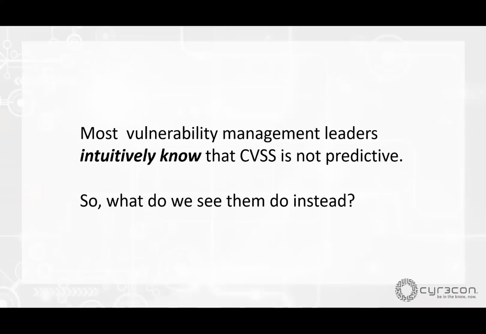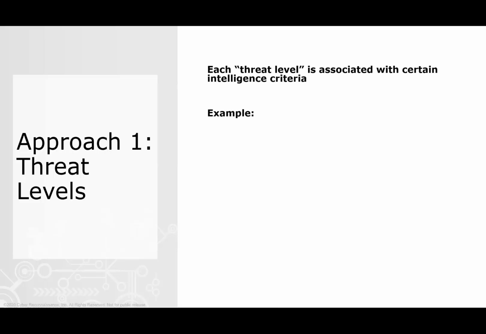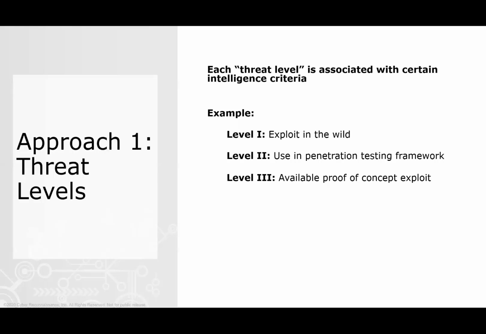And we found in our discussions that most vulnerability management labs actually know this, so what do they do instead? Well, the first approach we've seen deals with threat levels. And the idea here is there is a level of threat associated with certain criteria for each vulnerability. So for instance, the top level might be an exploit in the wild. Then the next level may be if they know it's been used in a penetration testing framework, availability of proof of concept, so not quite deployed yet, but we think code is out there, and then just threat intelligence.